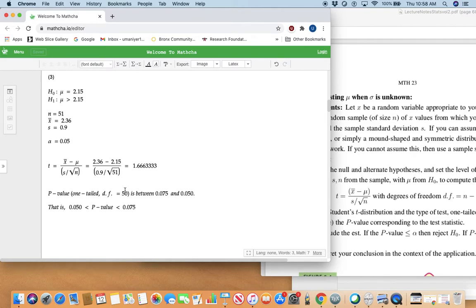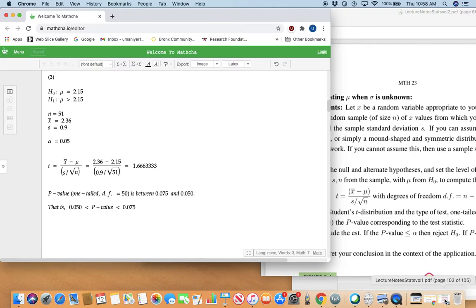That's degrees of freedom. So you put x bar minus mu over s over square root n, the same formula, right, with the standard deviation of your sample. Plug in x bar, plug in mu, s, square root n, and you get this value. Now the p-value is one-tailed because this is greater than, it is one-tailed. Degrees of freedom is 50. How do I get these numbers?